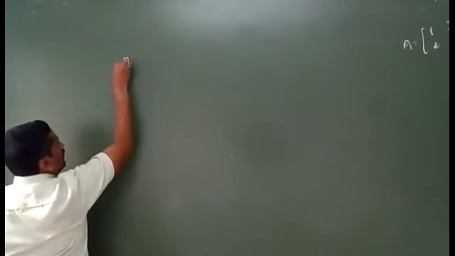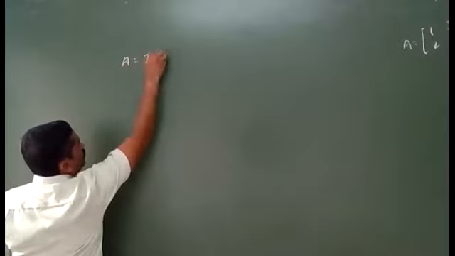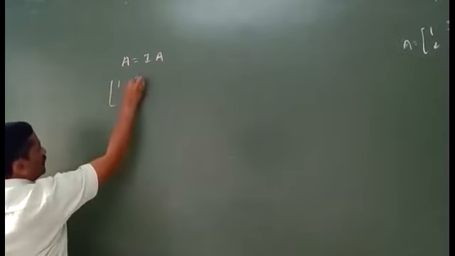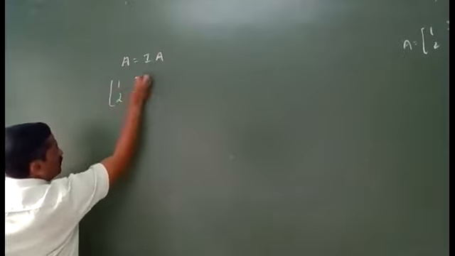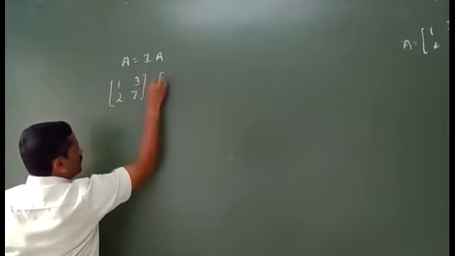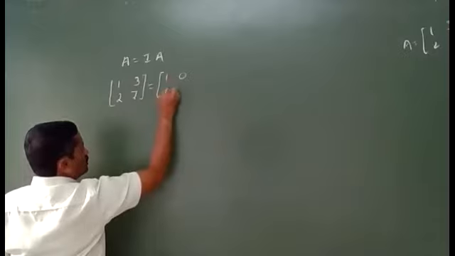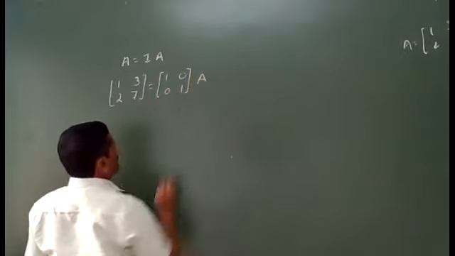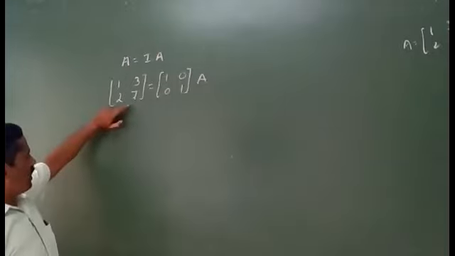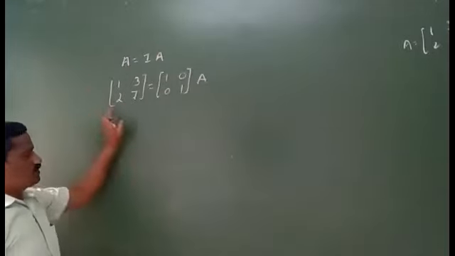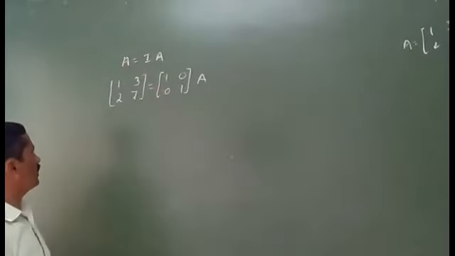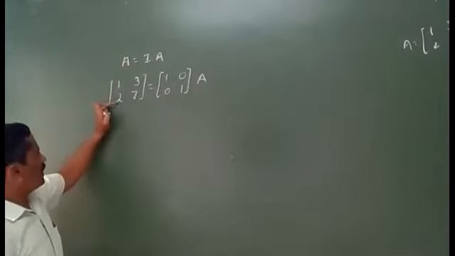an identity matrix. So, we have the formula A equals I into A. Again, that is A matrix. What is A here? [1, 3; 2, 7] equals the identity matrix, that is [1, 0; 0, 1], into A, right? A as it is. So, apply a sequence of operations so as to convert this to the identity matrix, and convert the identity matrix into the inverse matrix. Okay.